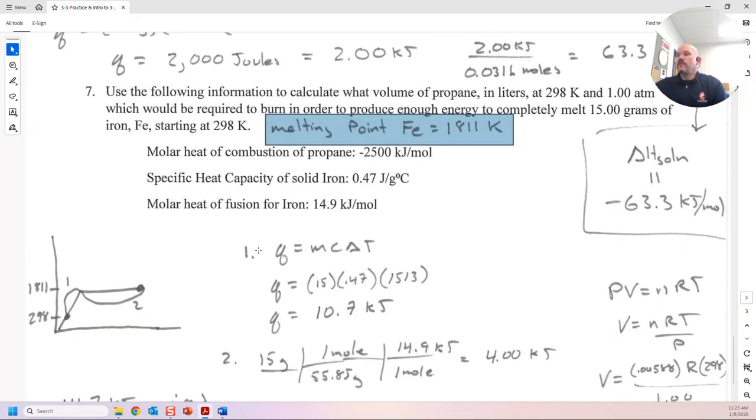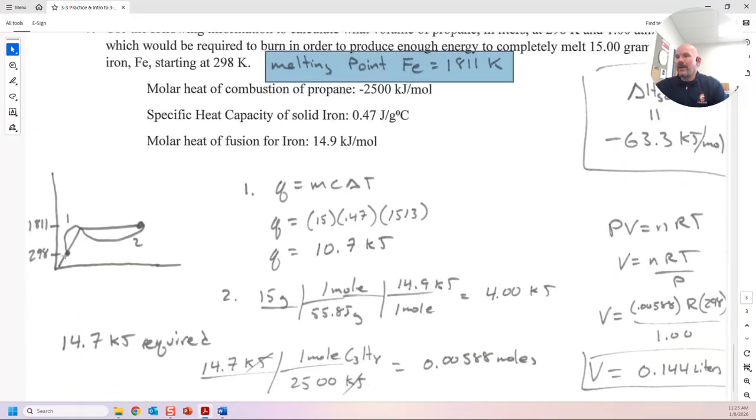So the first thing we want to do is, again, we're starting with iron well below the melting point. We have to calculate the energy to go from iron at 298 Kelvin and heat it all the way up to its melting point. And then we have to calculate the amount of energy required to completely melt it. And we have to add those two energy values together, and that would be the total energy we need. And then we're going to be getting that energy by burning propane. So once we know how much energy we need, we can use the heat of combustion of propane to figure out how many moles of propane we're going to need to produce that much energy.